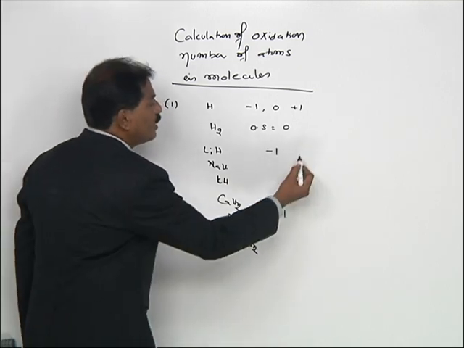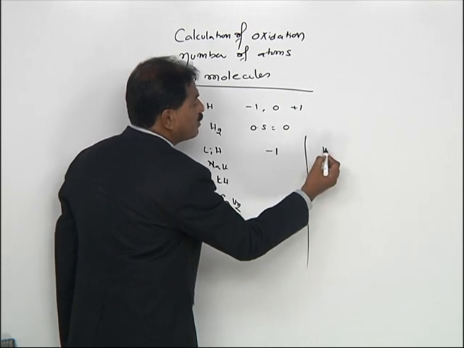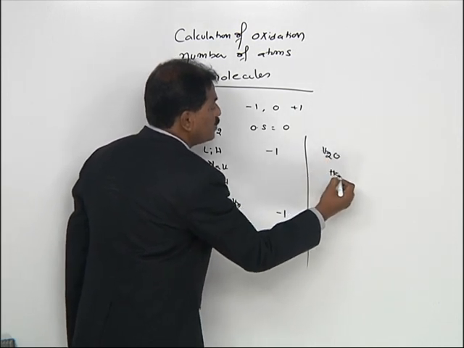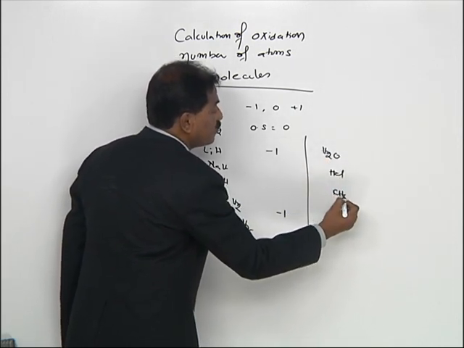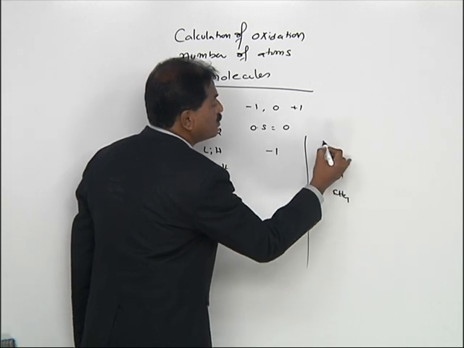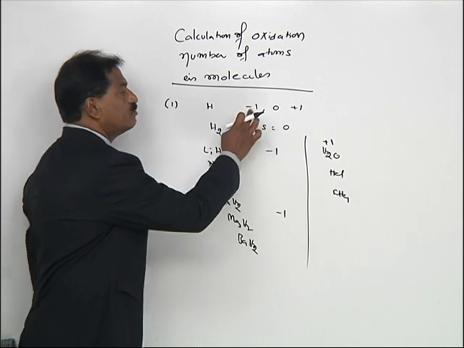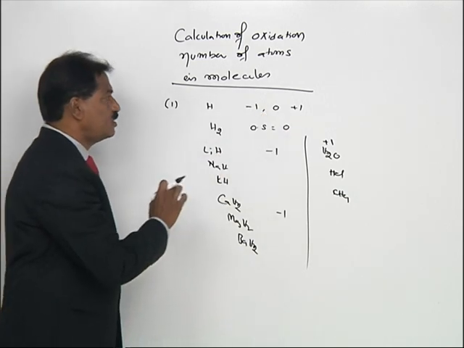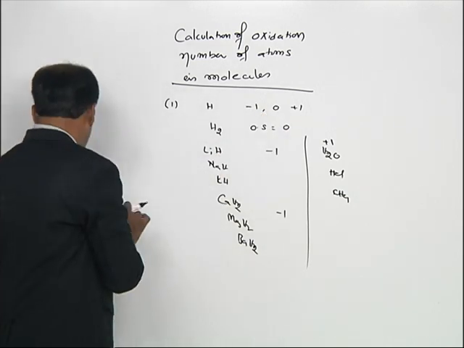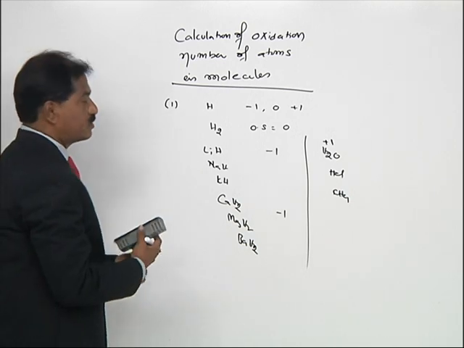Next, in all the other covalent molecules like in H2O, in HCl, next in CH4, the oxidation state of the hydrogen is +1. So, for hydrogen we will give 3 values -1, 0, +1. This is the first rule about the oxidation state calculations.